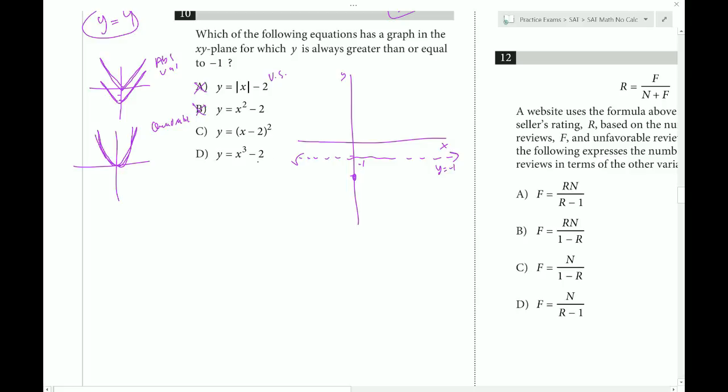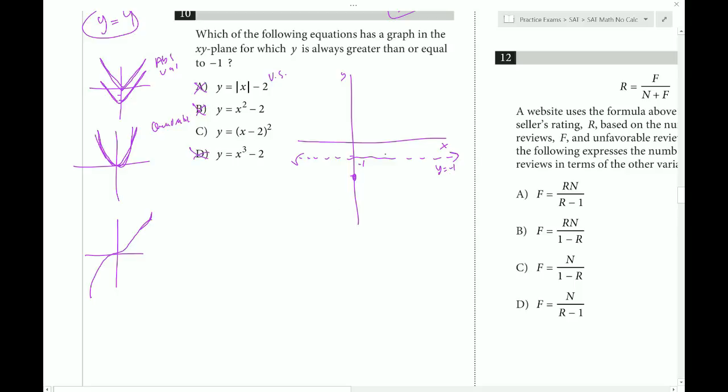Now, if we skip down to answer choice D, it also has the negative 2 there. And so we have a cubic polynomial, which has sort of this look to it. Okay. And of course, that will also dip below, and that's no good.